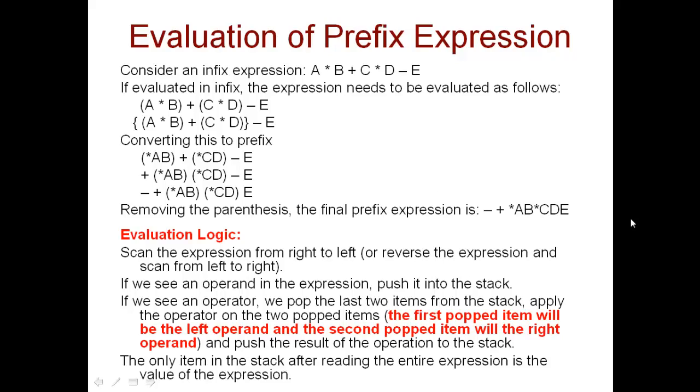Now, to evaluate this prefix expression, you scan from right to left. Instead of left to right, you scan from right to left. Or you could reverse the string and scan from left to right. It doesn't matter, either way it's the same thing. So you scan from right to left, or use the reverse function we saw in the earlier code and reverse this string.